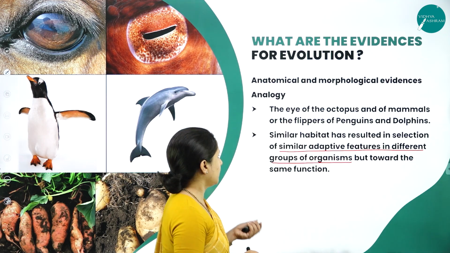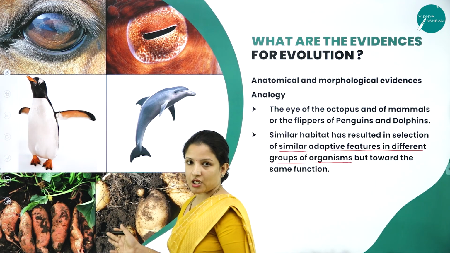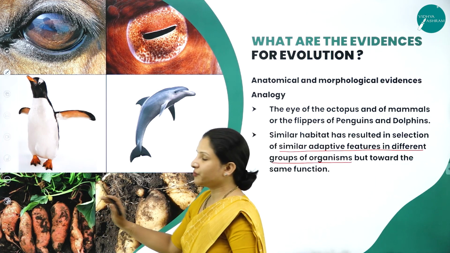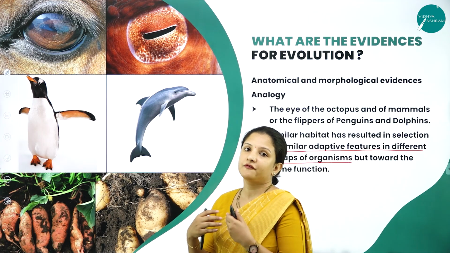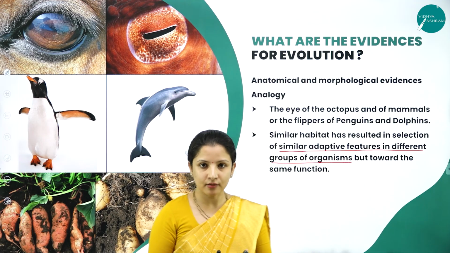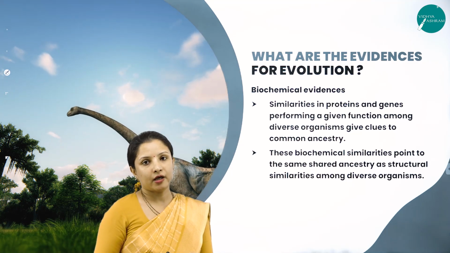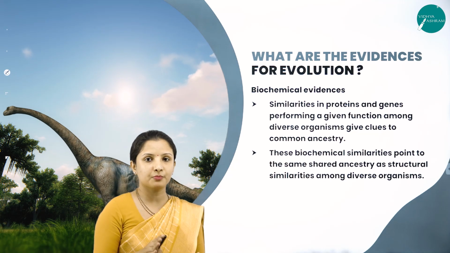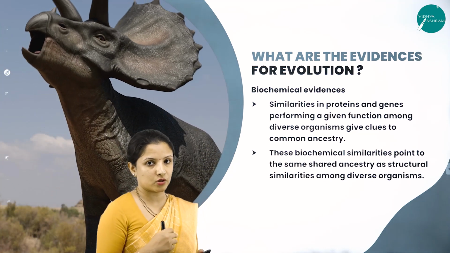Next, talking about one more example, we can take the stem modification of potato and sweet potato. Potato and sweet potato are anatomically different, but their function is the same, that is they act as storage structures for starch and glucose, especially starch, right? So these are the anatomical and morphological evidences wherein we took homologous organs as an example for divergent evolution and analogous organs as an example for convergent evolution.